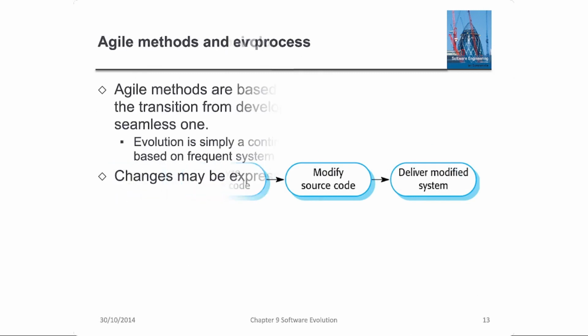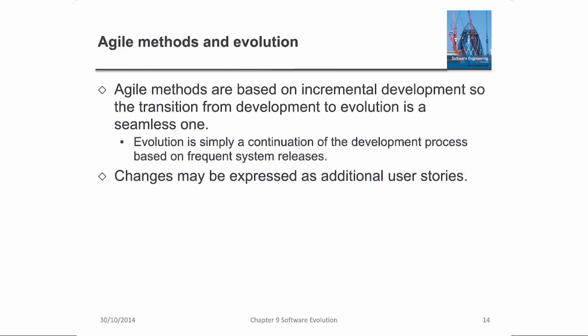Here, we delve into the seamless integration of agile methods within the software evolution process. Agile is the embodiment of iterative enhancement, ensuring a fluid transition from development to evolution. It's akin to a riveting serial where each installment enriches the narrative. In agile practice, evolution is not an afterthought, but a continuation of development, characterized by regular, iterative releases. Any new modifications are crafted into user stories, seamlessly incorporated into subsequent iterations.